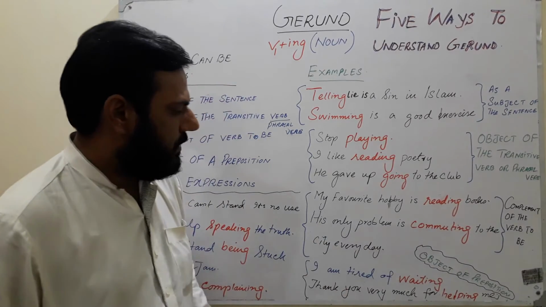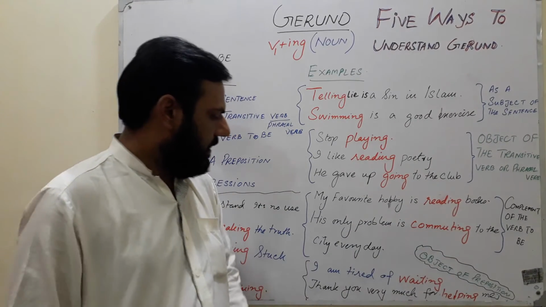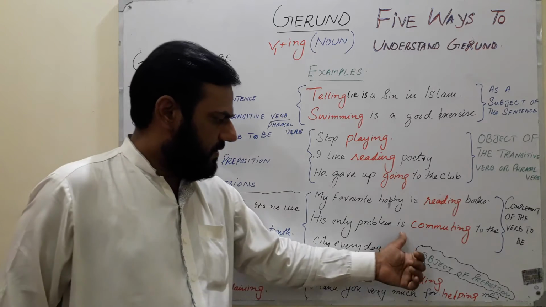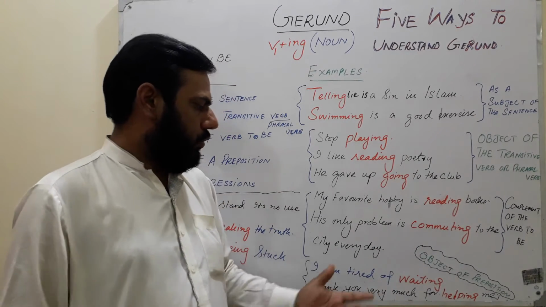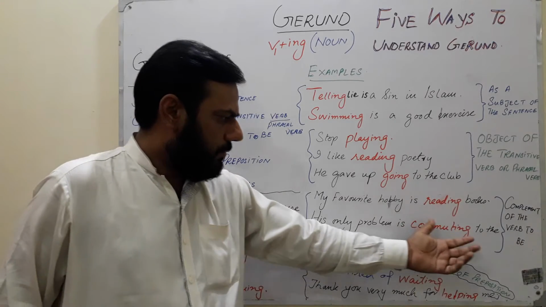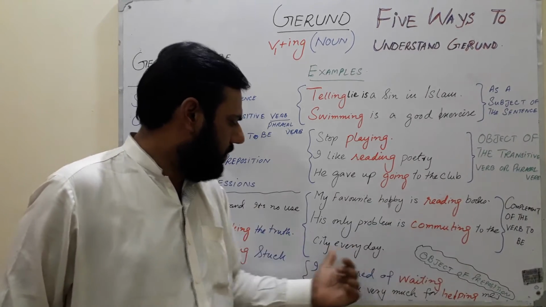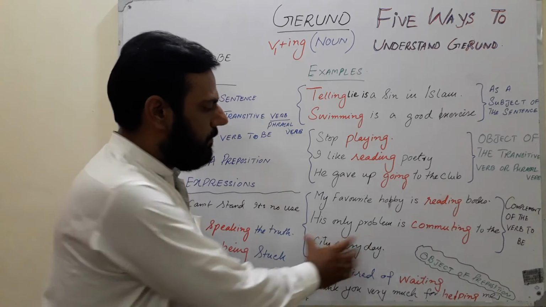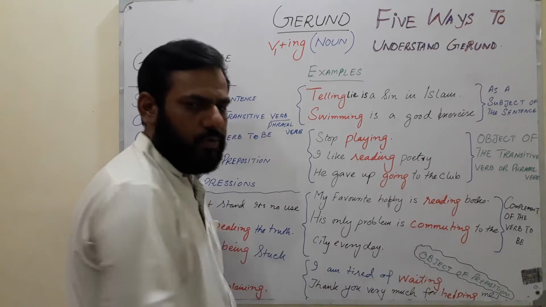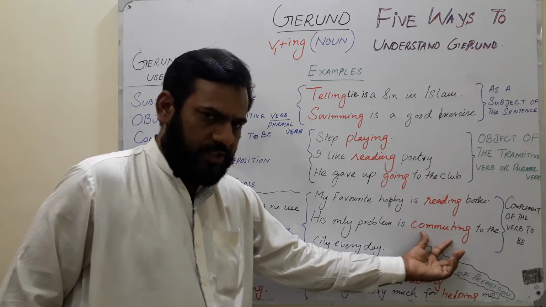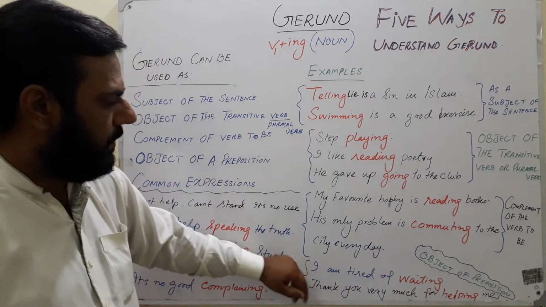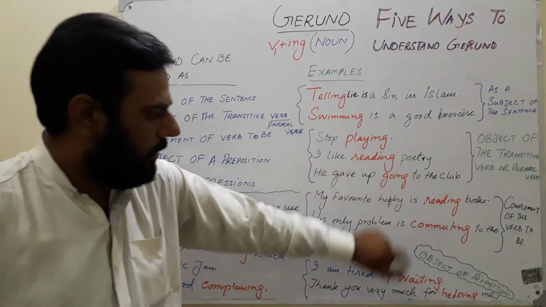The next one is: His only problem is commuting to the city every day. What is this? Is is a helping verb, definitely a be verb, a linking verb you can say. So after is, am, are, was, were comes commuting. His only problem is the subject. Is is definitely a be verb, and commuting is a gerund.